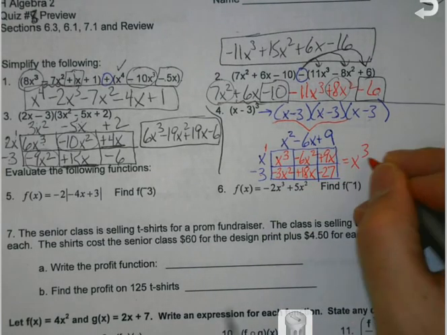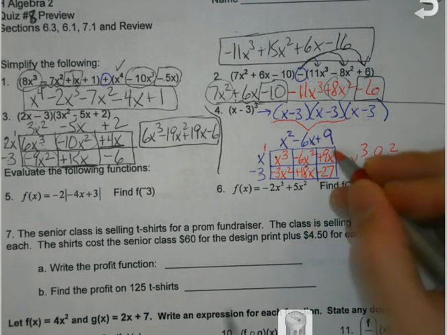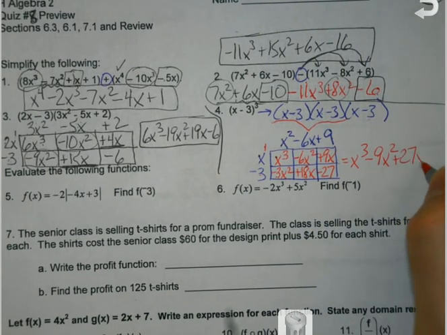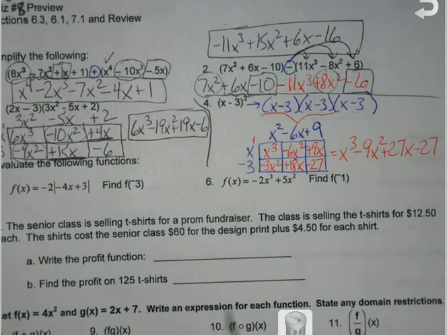Negative 3 and negative 6 is negative 9, x squared. 18 and 9 is 27x minus 27.